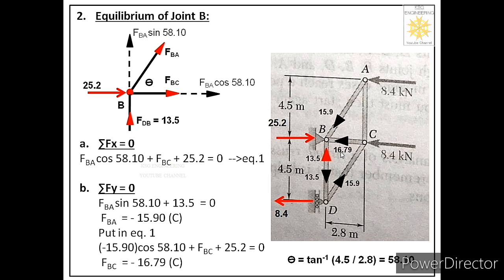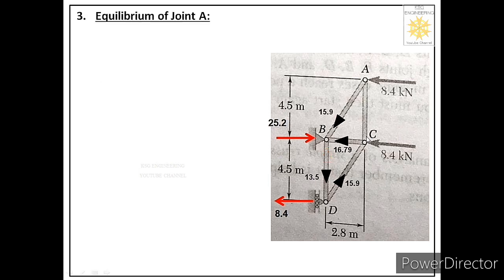So now we are left with only one unknown, that is FAC. Let us find that unknown. For that, from this joint B which we have solved just now, we have to move to the next immediate joint. We have two next immediate joints, joint C and joint A. We can start with any of these two. Let us start with joint A.